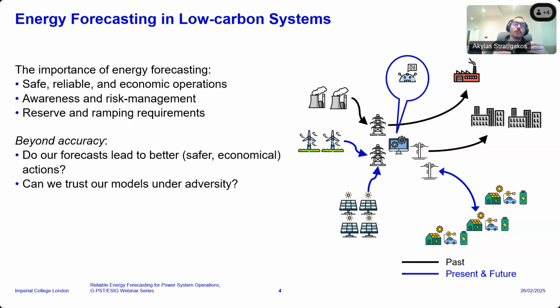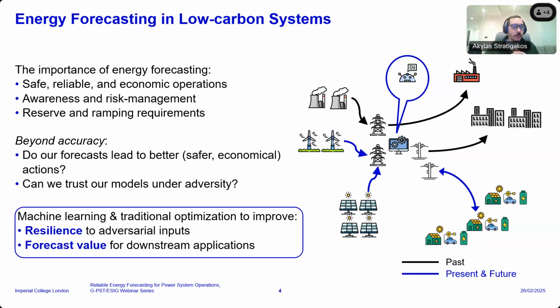However, we posit that it's time to go beyond the traditional accuracy-oriented notion of forecasting. And we need to ask ourselves questions such as, do our forecasts lead to better actions, so safer or more economical actions? And second, these forecasting models have been integrated in our operational pipelines. So are we sure that we can trust them under adversity? So in this presentation, we're going to present methodologies that bridge machine learning with traditional optimization to achieve two goals. First of all, to make these forecasting pipelines resilient to adversarial inputs. And second, to maximize the value of our forecast given a specific business case.